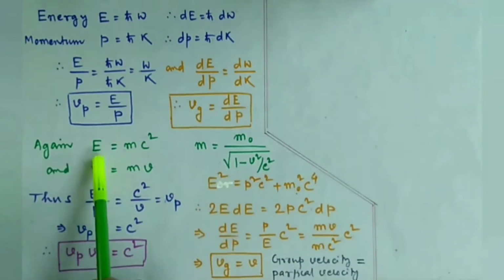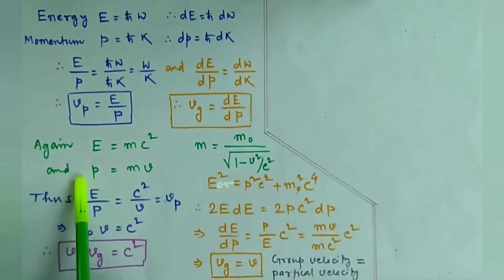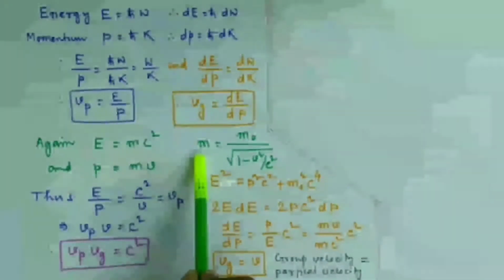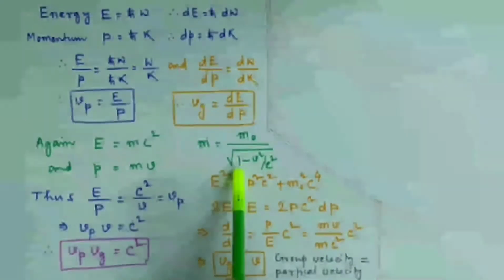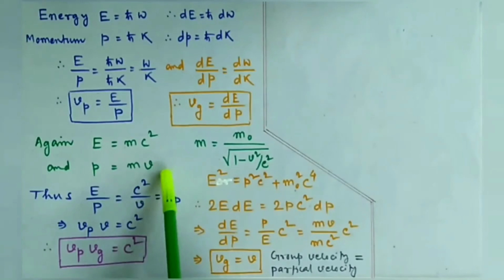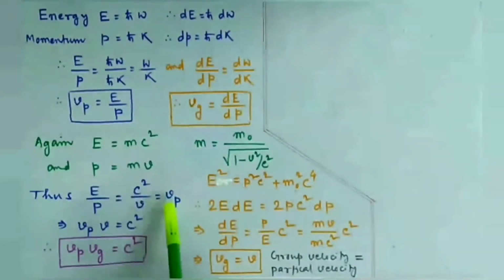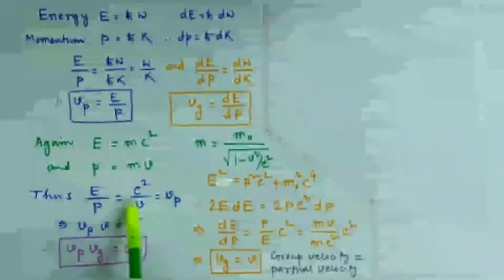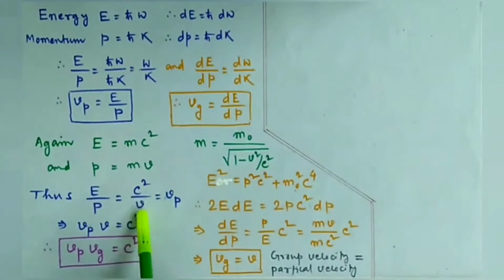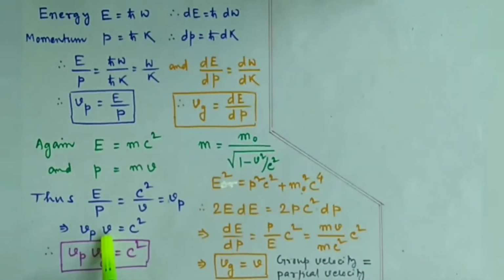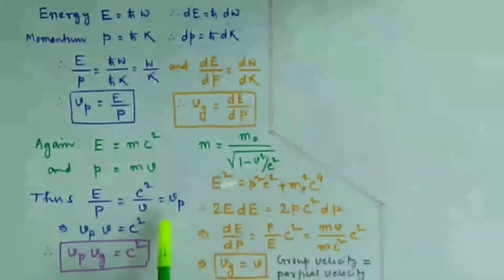Again, the energy E equals mc square and momentum p equals mv. Due to the theory of relativity, m equals m0 by root over 1 minus v square by c square. In our discussion, we assume the particle is an electron. Thus, E by p equals mc square by mv equals c square by v, and this is the phase velocity, or Vp into v equals c square. This v is the particle velocity of the electron.